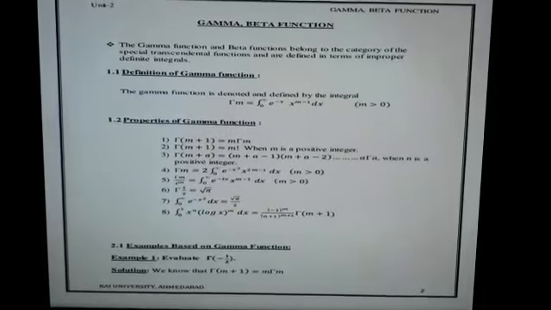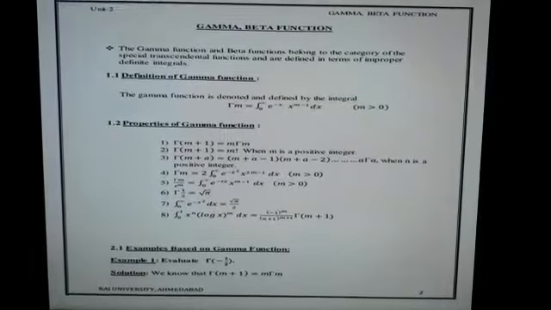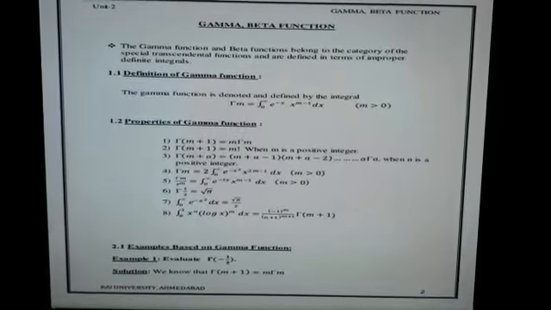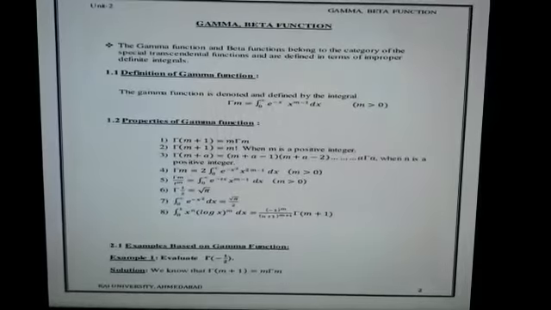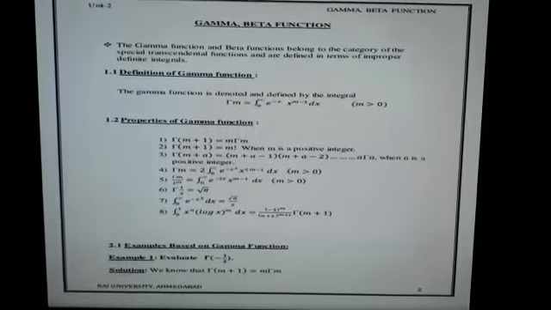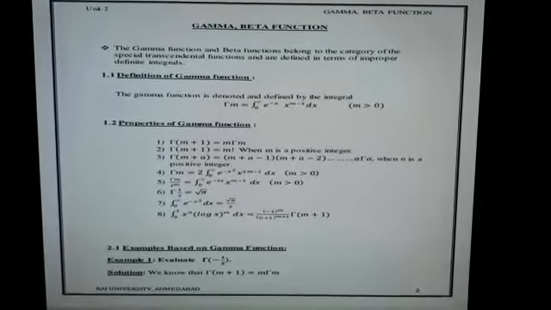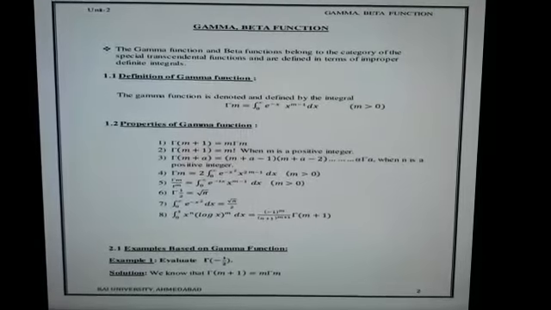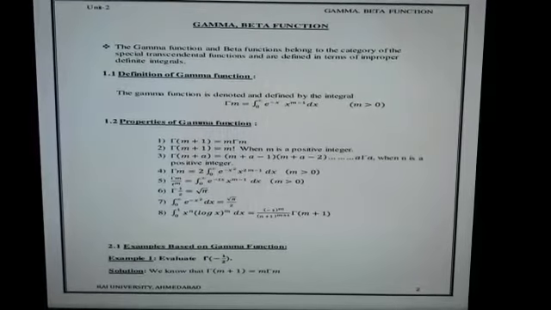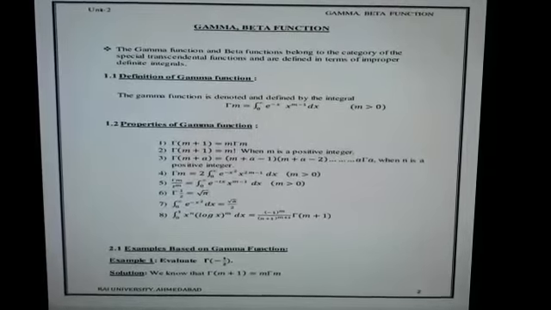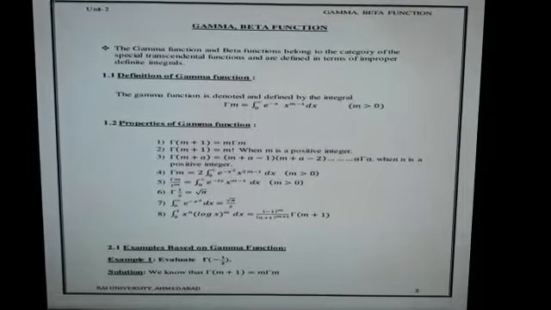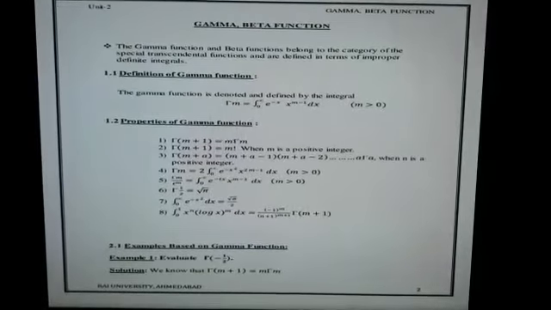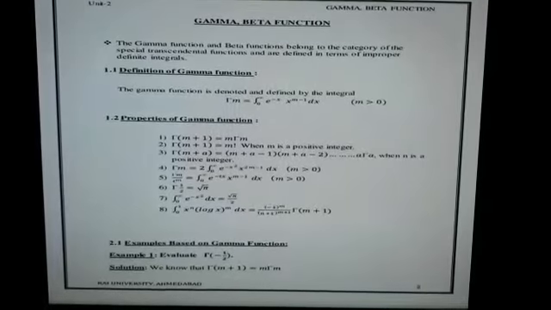So, continue this process, and most important property here, property number 6, gamma 1 by 2 is equal to under root pi. So, next example we can take gamma minus 1 by 2. Gamma 1 minus 1 by 2, we are using one formula here mention gamma m plus 1 is equal to m gamma m.